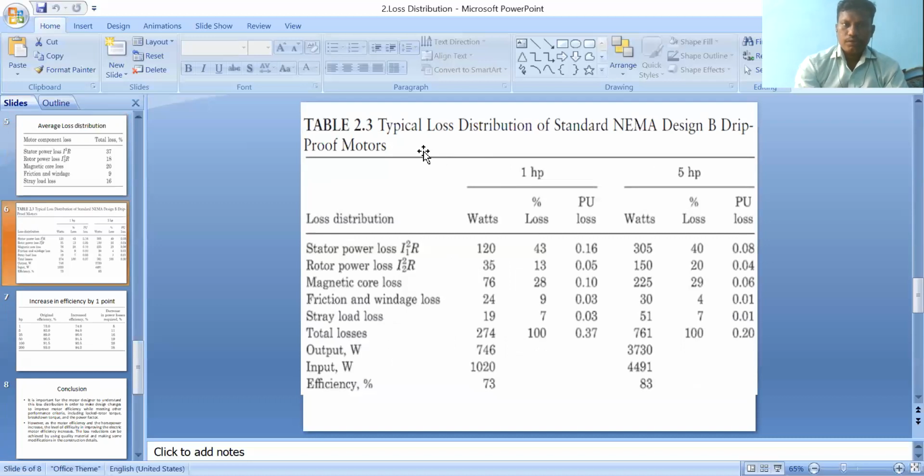Okay. And then the typical loss distribution, standard NEMA design, data is given for a 1 HP motor and a 5 HP motor. What are the losses that will develop? The manufacturer data is given by NEMA, the National Electrical Manufacturers Association. So NEMA decided some manufacturer details for stator power loss, rotor power loss, magnetic core loss, friction and windage loss, stray loss, total losses, output, input, efficiency, everything they mention. It is nothing but nameplate details for the 1 HP motor and 5 HP motor. So 1 HP motor in watts, percentage losses, and per unit losses. Like that, they already defined the corresponding values.